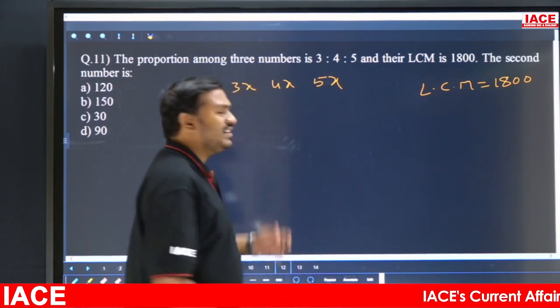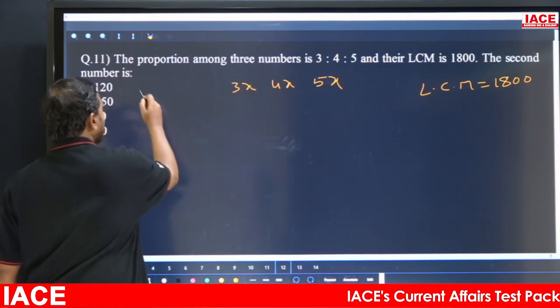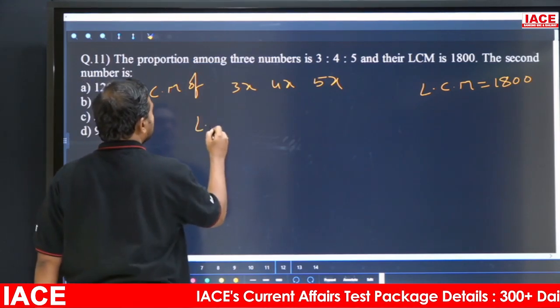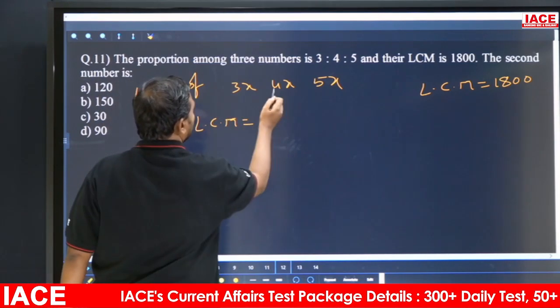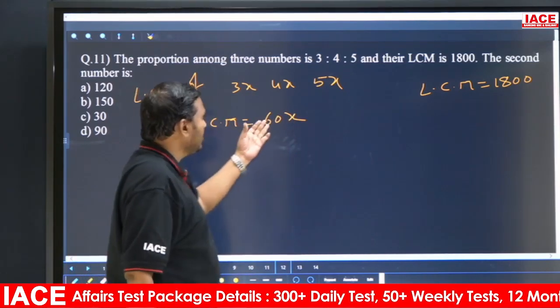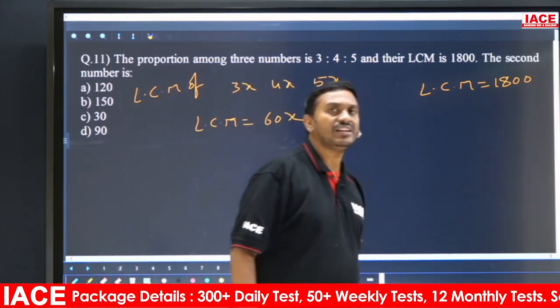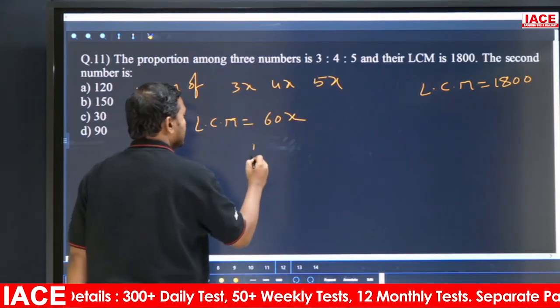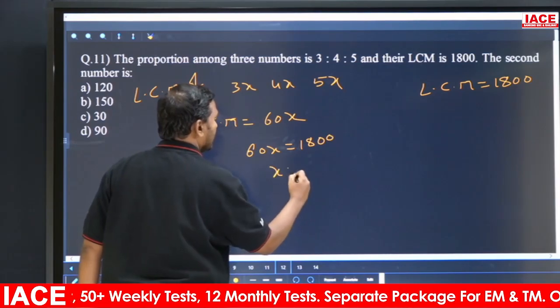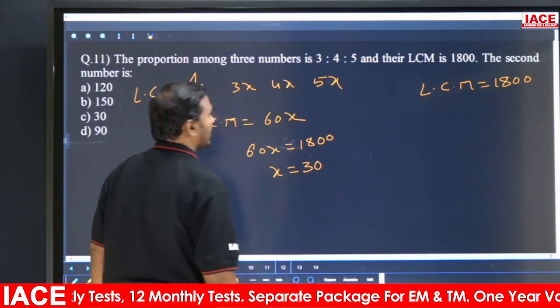But we know we can find the LCM of 3x, 4x, and 5x. So what is the LCM of 3x, 4x, and 5x? LCM is simply multiplying the numbers, so 60x. So we know the LCM is 60x, but in the question it is given as 1800. That means 60x equals 1800. So x is 30.